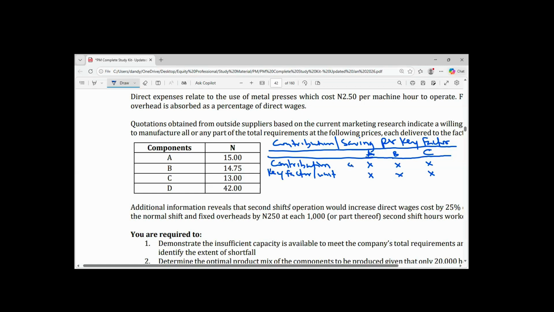Let's say this is A, and then this is B. Then contribution per key factor. Because of space, let me use F. So this will be A divided by B. A divided by B will give you this.